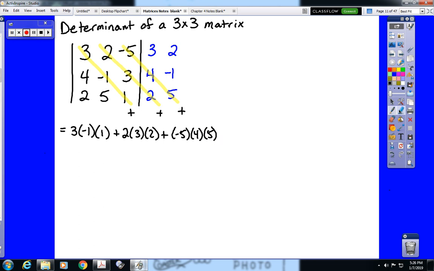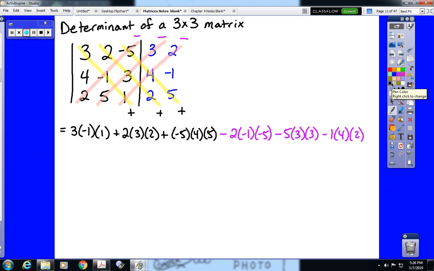And then to that, we are going to combine the products of the negative diagonals. There are three of those as well. So these three upward diagonals are called the negative diagonals. So we're going to go minus, and then these three numbers, 2 times -1 times -5. Minus 5 times 3 times 3, minus 1 times 4 times 2.